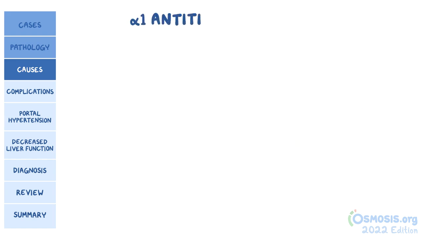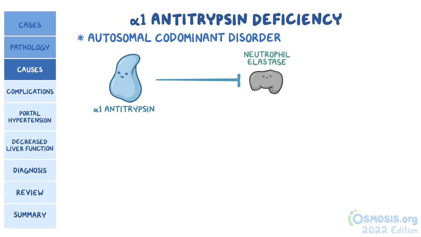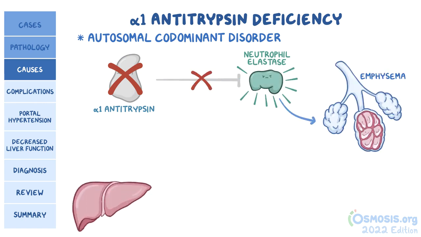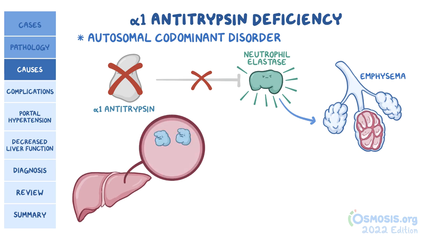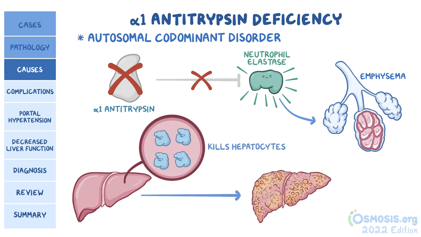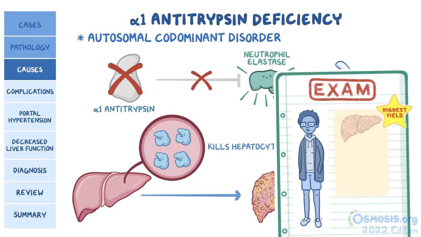Next, there's alpha-1 antitrypsin deficiency, which is an autosomal co-dominant disorder, where there's insufficient alpha-1 antitrypsin. This protein normally inactivates neutrophil elastase, but when there's a deficiency, this elastase can damage the alveoli in the lungs, resulting in emphysema. And in the liver, misfolded alpha-1 antitrypsin builds up, killing hepatocytes and leading to cirrhosis. So, a test question will often present a young person with cirrhosis and dyspnea without a history of smoking.